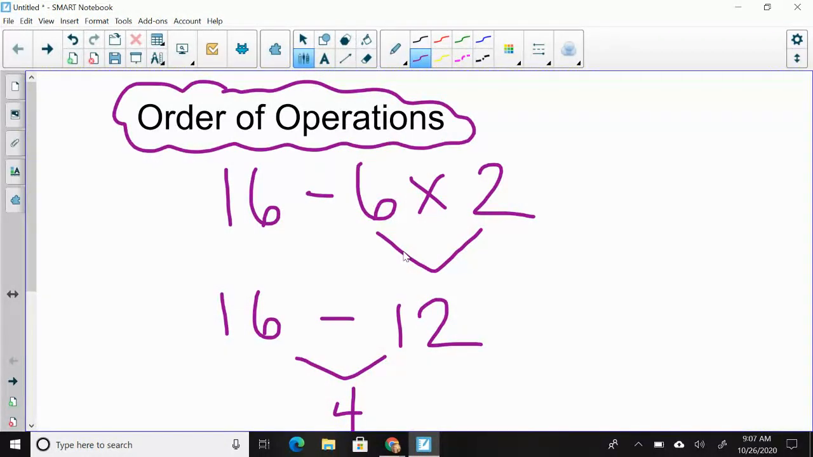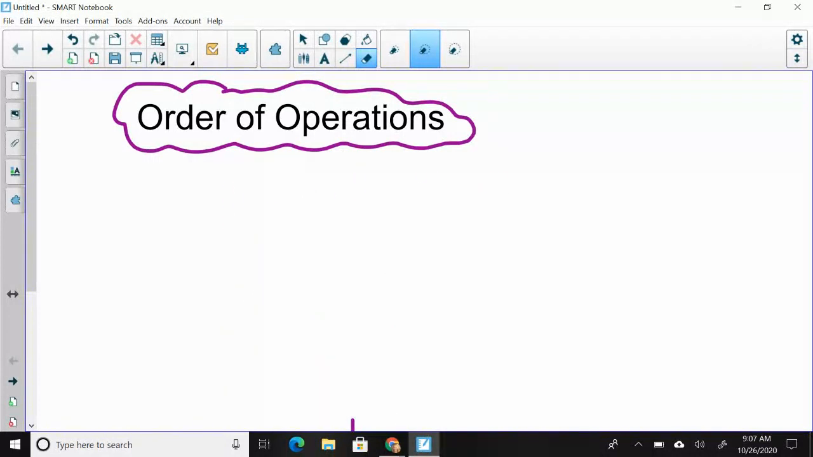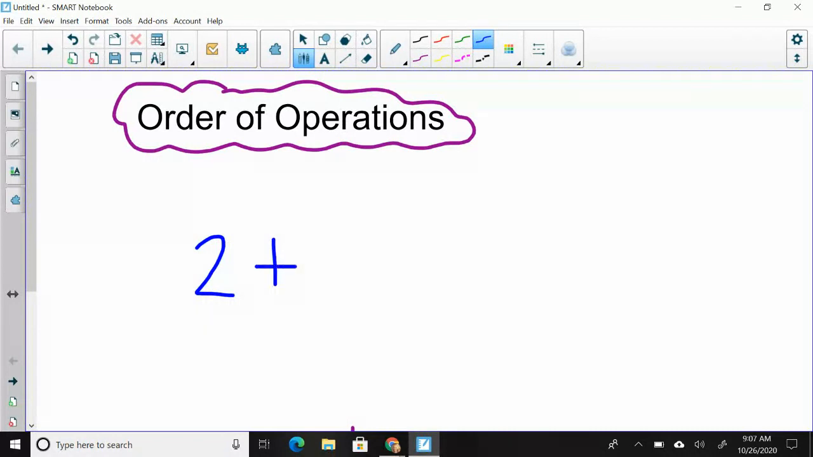So let me give you another example. Let's think about this one. Let's say I had 2 plus 4 times 10. 2 plus 4 times 10. Am I going to add first or am I going to multiply first? What do we think?